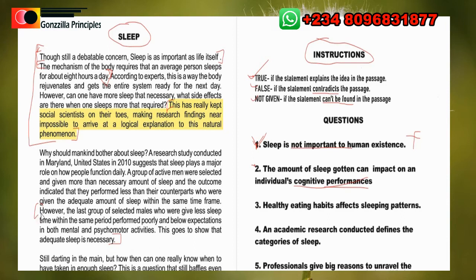Okay, so reading on from here, however, the last group of selected males who were given less sleep time within the same period performed poorly and below expectations in both mental, that's a keyword there, and psychomotor activities. So this goes to show that adequate sleep is necessary. And here we have, the amount of sleep gotten can impact on individual cognitive abilities. So obviously, this statement here should connect as true.